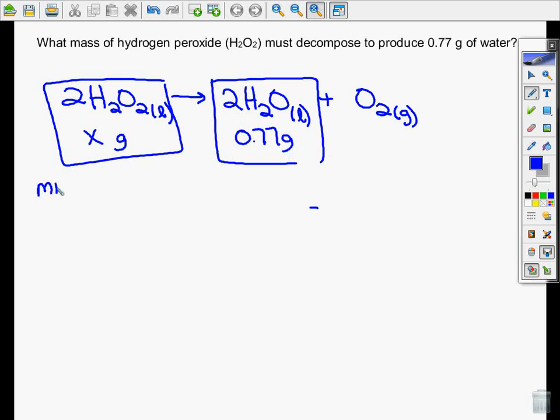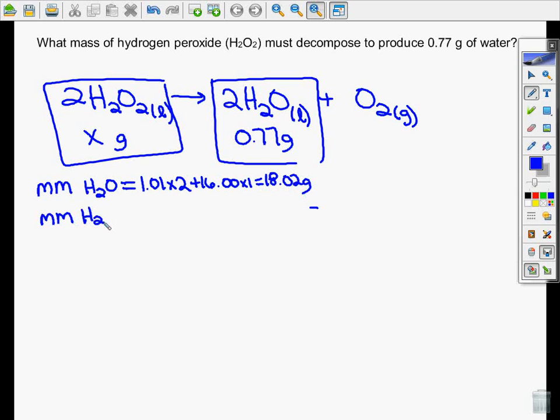And looking at this, the molar mass of water, I'm going to take this out to 2 decimal points, is going to be equal to 1.01 times 2, which is the mass of the hydrogens, plus 16.00 times 1, and that's going to be 18.02 grams.